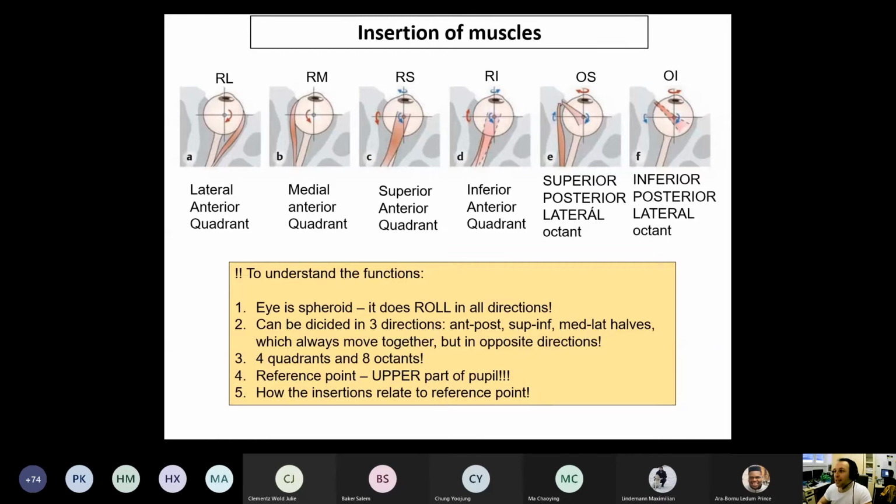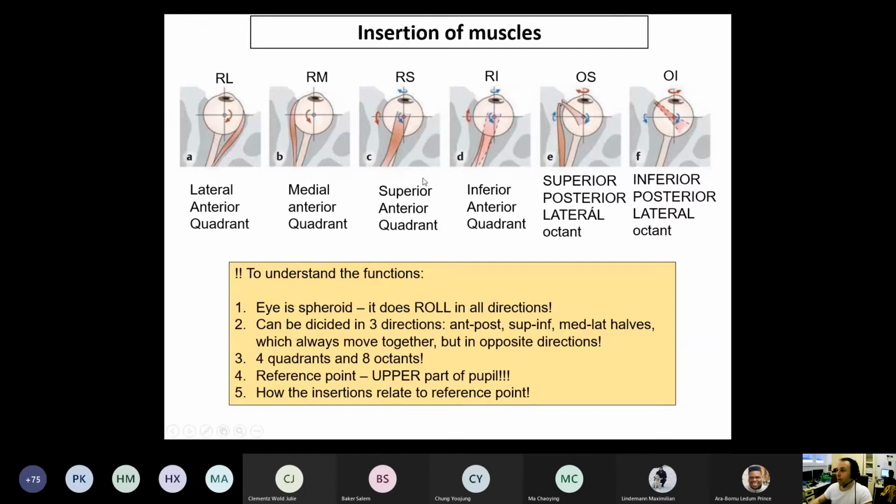This means that they are exactly in the horizontal plane, that they have no other possible movements. They can move the eyeball around the longitudinal axis, so they are doing abduction, the lateral rectus, and adduction, so moving laterally or medially. So that's the only thing that they do.